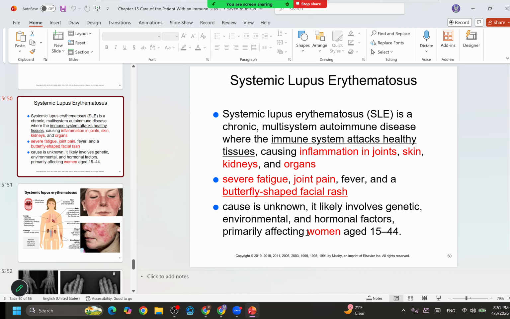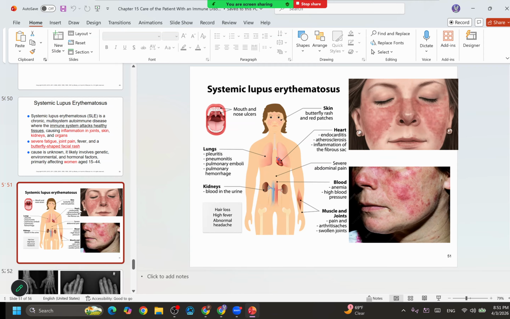Men are much less likely, maybe only 15 to 25%. Usually it's women. It's not for kids, it's for adults, so you can see the age is 15 to 44 years old. All right, you can see the pictures here. It will attack all your organs: the lungs, the kidney, the heart, and also the blood and muscle and joints. It's significant in the joints. You can see the picture here, the face. Both sides have a very typical rash, covering your nose, and it looks like sunburn.